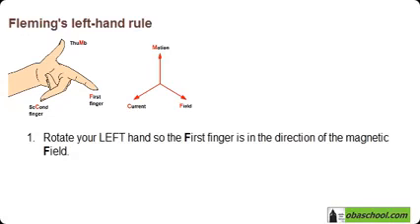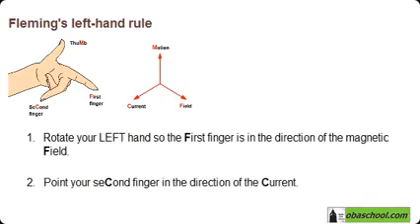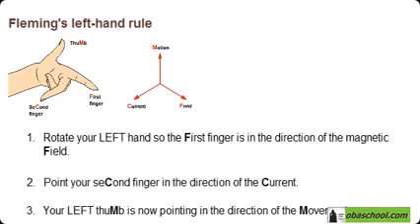Rotate your left hand so the first finger is in the direction of the magnetic field. Point your second finger in the direction of the current. And your left thumb is now pointing in the direction of the movement.